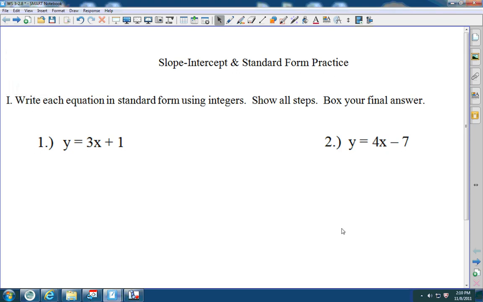This video goes along with worksheet 3-2.8. In this lesson, we're going to be working with equations in slope-intercept form and standard form. So let's just remind ourselves what the difference is.